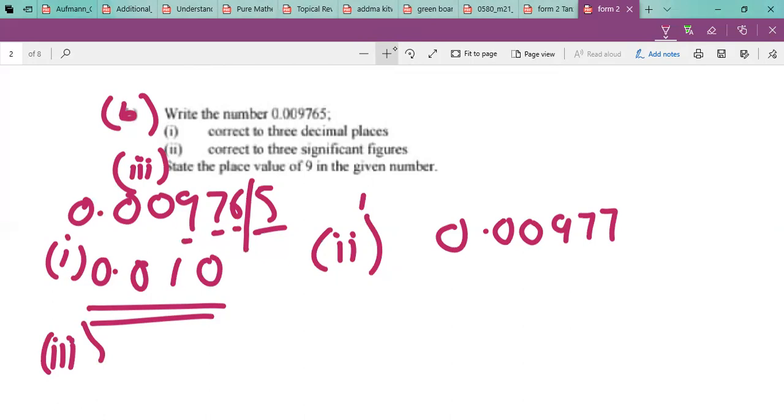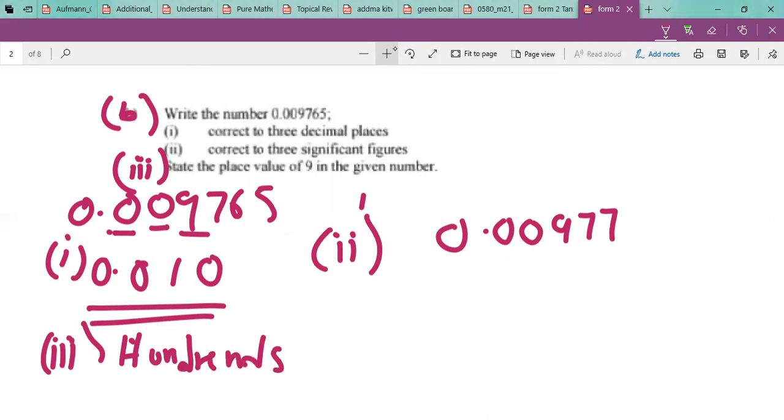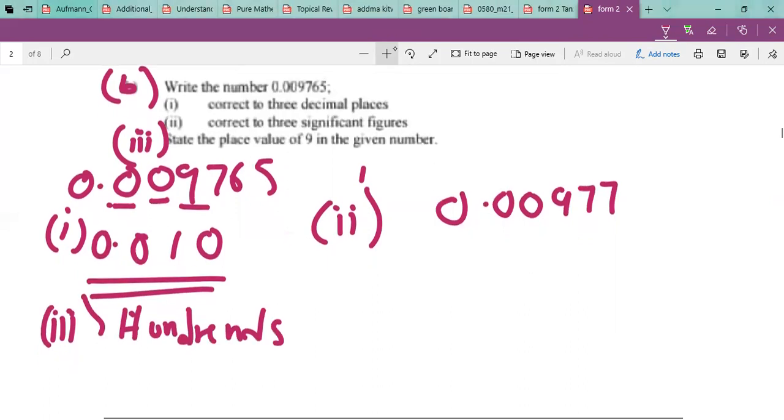State the place value of 9. All right, so these are, after a point, this is ones, tens, and hundreds. So this is the hundreds. Or you write it in words, you can say hundreds. Okay, so we go to the next question.